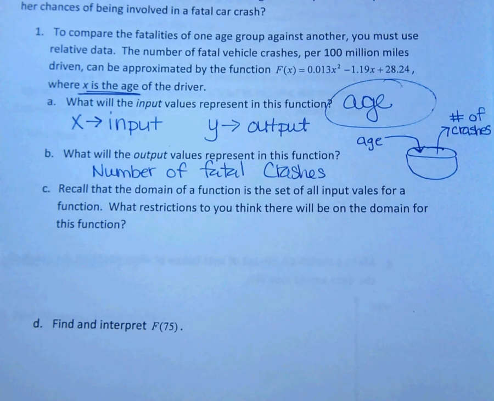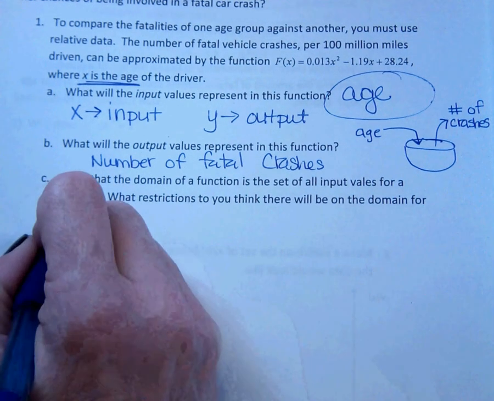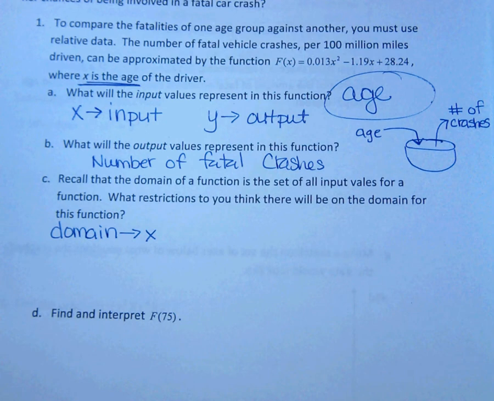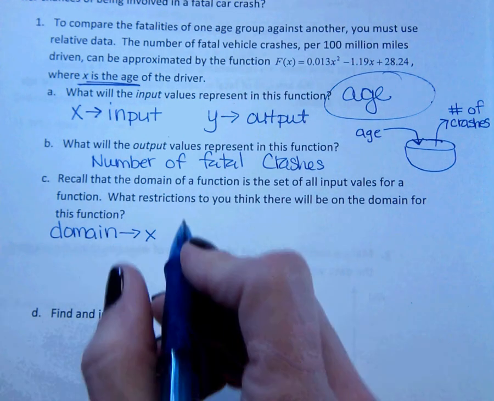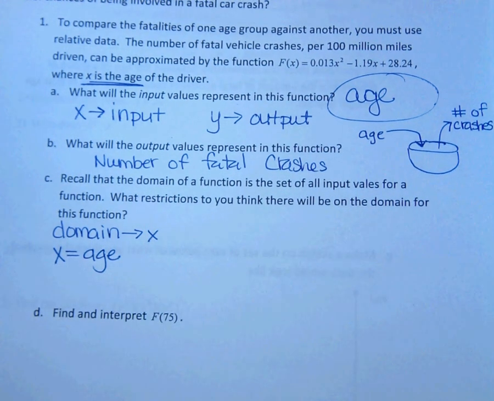All right, part C says, recall that the domain of a function is the set of all input values for a function. Or just remember, domain corresponds to all the x values. Input values, x values. What restrictions do you think there will be on the domain for this function? That means, are there any x values that we're not allowed to use? That's what we mean by restriction. So let's go back. Remember that x stands for the age. You want to ask yourself, are there any x values that wouldn't make sense here? Like for instance, negative x values? Why would I use a negative number for x? You can't have a negative age.